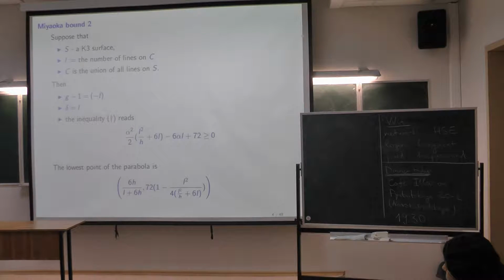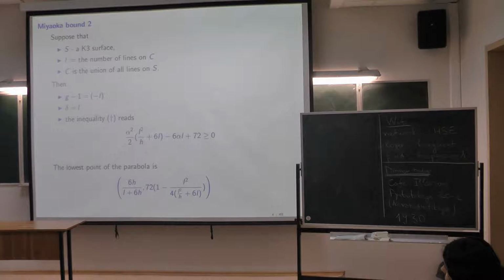So the lowest point is, and this is kind of calculus 1. So S is K3 and L is the number of lines. C is now the union of all lines. You need to apply this algebra on S in the second line. Number of lines on S. I'm sorry, on S. Shame on me. So now you take this parabola and you look for the lowest point. And you are lucky because the lowest point is this one. It's indeed between 0 and 1.